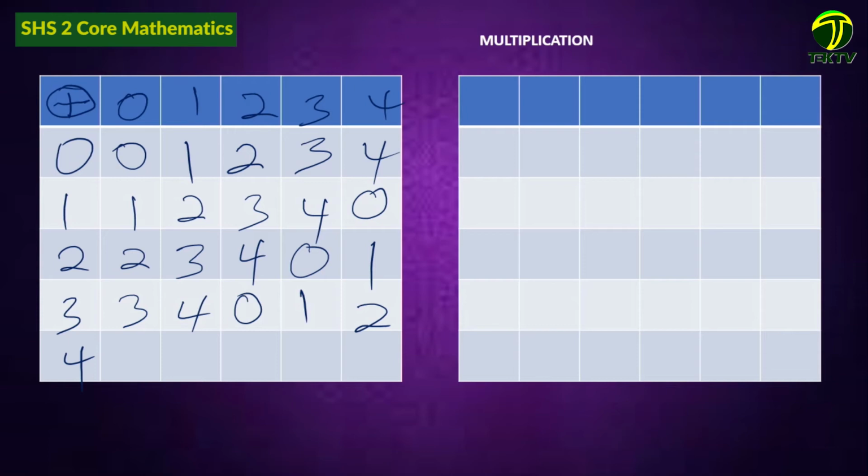Okay. 4 plus 0, 4. 4 plus 1, 5, in this case, 0. 4 plus 2, 6, in this case, 1. 4 plus 3, 7, in this case, 2. 4 plus 4, 8. 8 in mod 5, 3. So that is the one for addition. Let's move to multiplication.